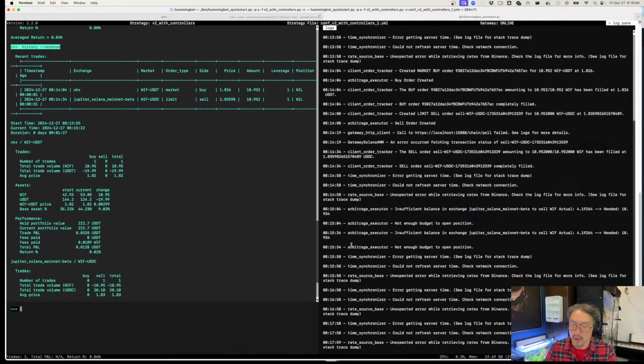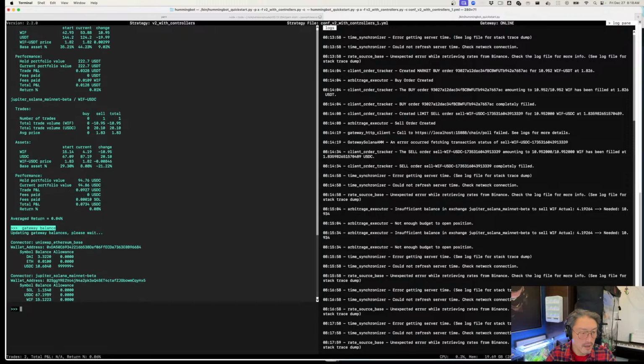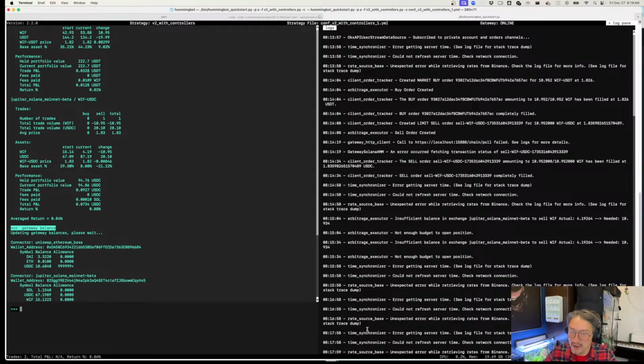Okay. Overall, we'll just leave this bot running. Now let's do a gateway balance again. It should update our Solana. Okay, so now I have 15 WIF here. Hopefully that's enough. Yeah, I'm not getting the error anymore.